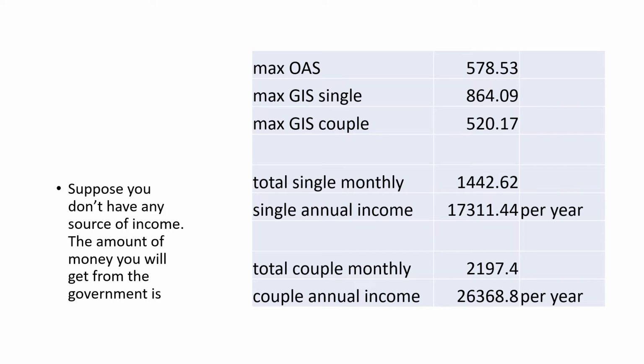So you can get total single monthly income: you add OAS to GIS single, you get roughly $1,400. And for couple, you add maximum OAS plus maximum GIS couple, 578 plus 520, times 2. So you get a little bit higher than $2,000 per month. And you can also calculate the annual income by times 12. So that is the minimum amount you will get per month or per year.